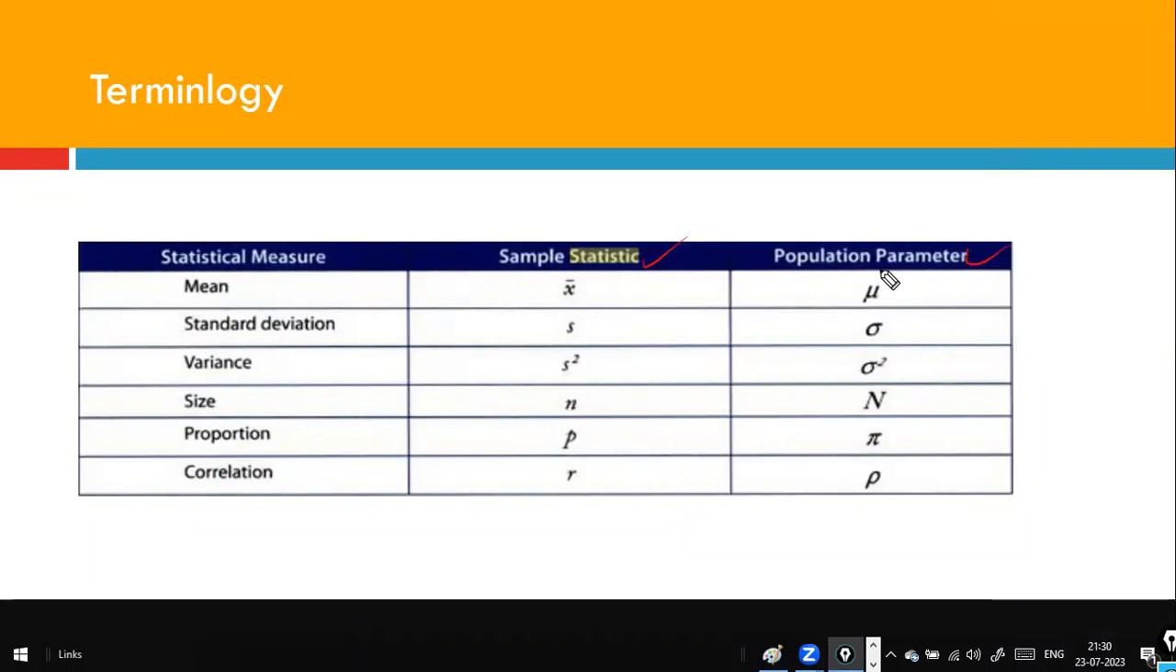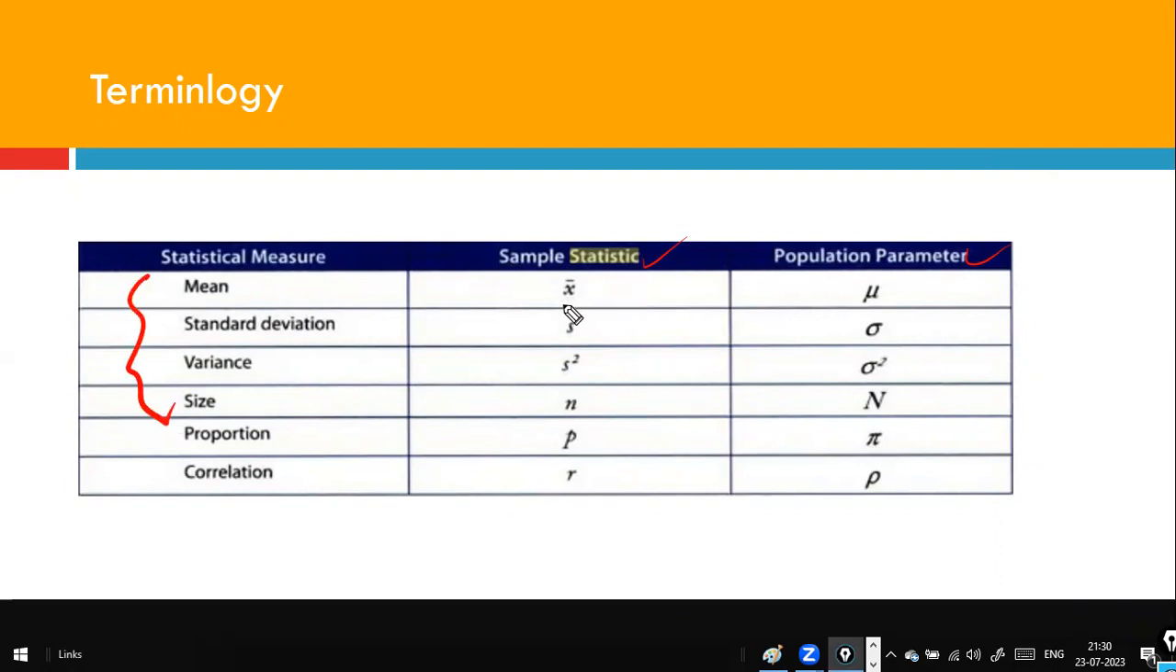If you are familiar with these 2 terms, nothing else is needed. The sample mean is called X bar, and the sample standard deviation is called S, whereas the population standard deviation is sigma. If you square the population standard deviation, that is called the variance. We use the term n to represent sample size, capital N for population size, proportion small p and pi. This we'll discuss later. Correlation r and rho. Up to this, if you can remember, that is enough.